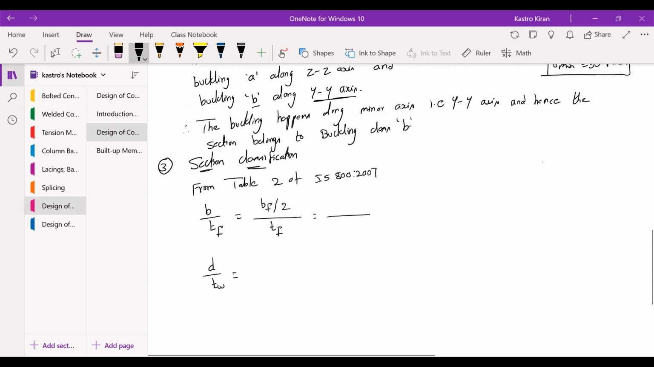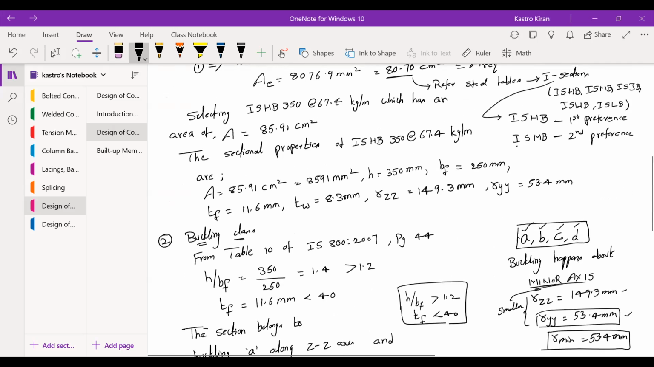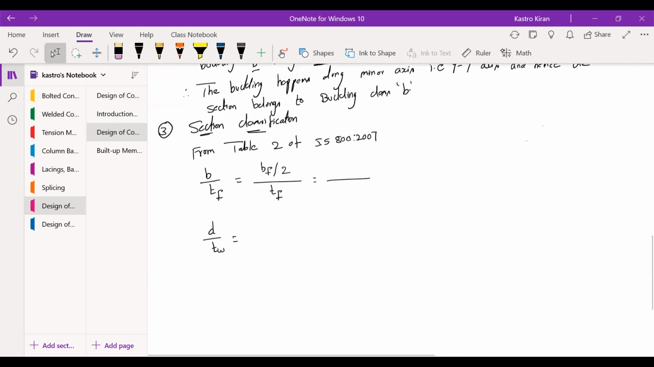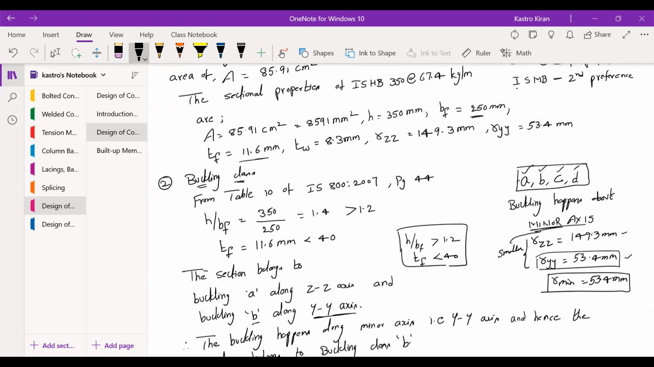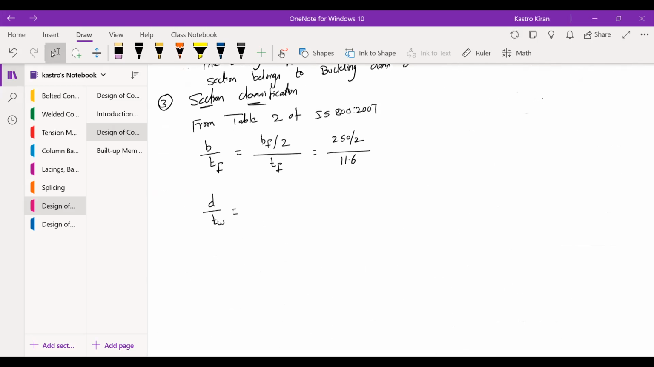So what is BF? That is the width of the flange. It is 250 mm. You can see here, it is 250 mm. So 250 divided by 2 upon the thickness of the flange, which is 11.6. You can check out, the thickness of the flange is 11.6 mm. So if you solve for this, you'll be getting this value as 10.77. Okay. So here what you have to remember is B equals BF divided by 2, that is width of the flange divided by 2.